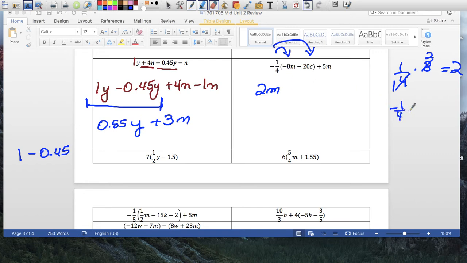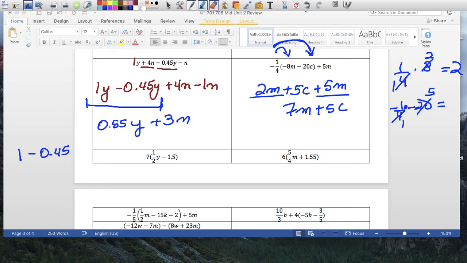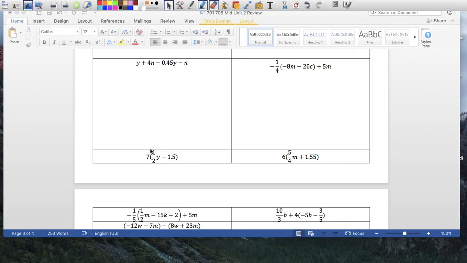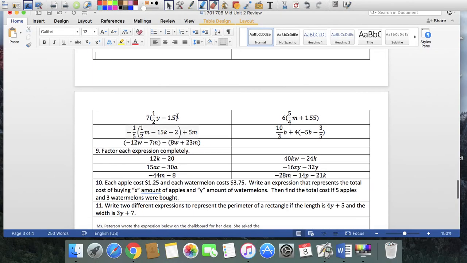Negative 1/4 times negative 20. So we're going to do the second part here. Again, simplify before you multiply. Divide by 4 is 1, divide by 4 is 5. A negative times a negative is a positive first of all, and 1/4 of 20 is 5. And that's 5c plus 5m at the end. They're all positive, so this one's pretty easy. 2m plus 5m is 7m plus 5c. Moving down.